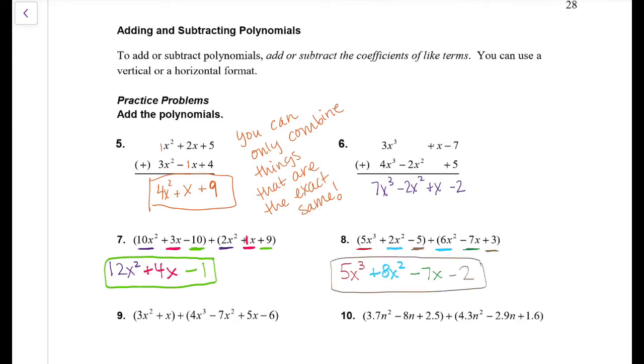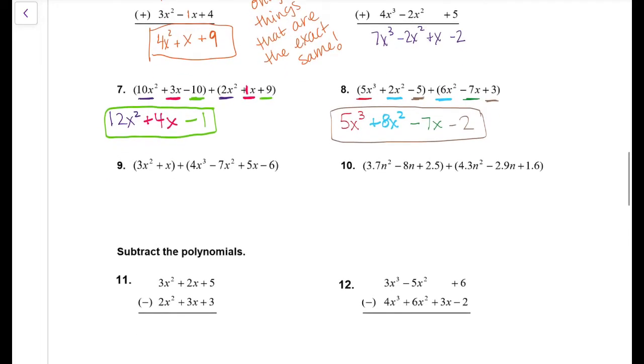Looking at number 9, we want to combine the things that are the same. We want the highest power first, which is 4x cubed. That's the only x cubed we have, so it stays by itself. Next, we write our x squareds. 3x squared minus 7x squared gives us negative 4x squared.